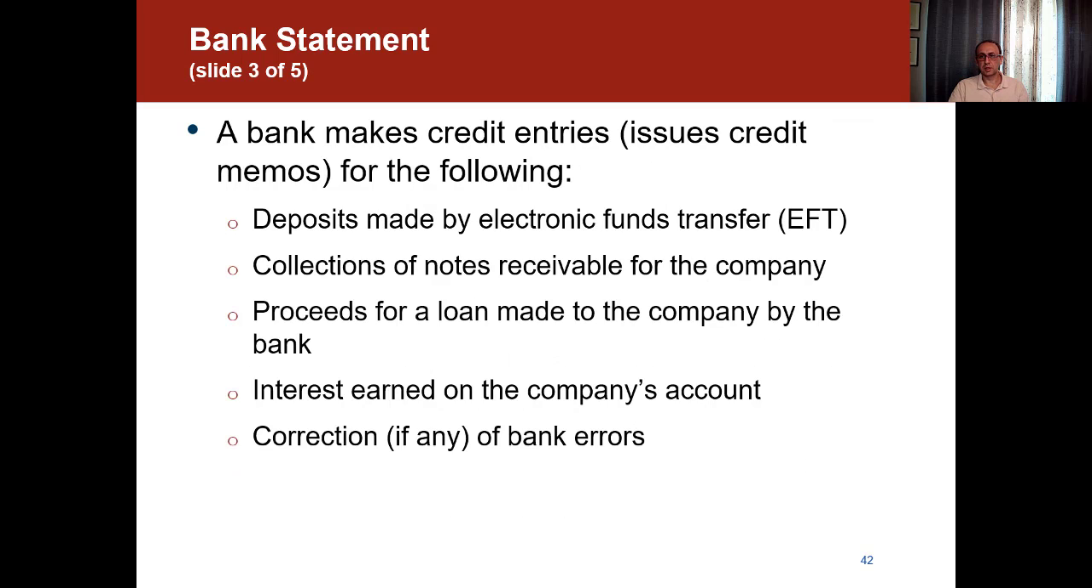The bank makes credit entries for the following reasons, and this is usually done by issuing credit memos or credit memorandums. So: deposits made by electronic fund transfers or EFTs, collections of notes receivable for the company, proceeds of a loan made to the company by the bank, interest earned on the company's accounts, or any kind of corrections if the bank made any kind of error. As you can see, all of these things are considered to be things that would increase our cash balance, yet we use the credit memo.